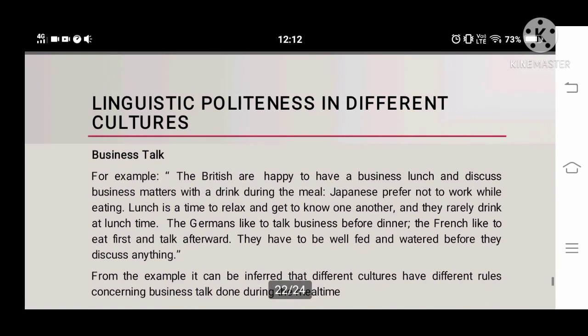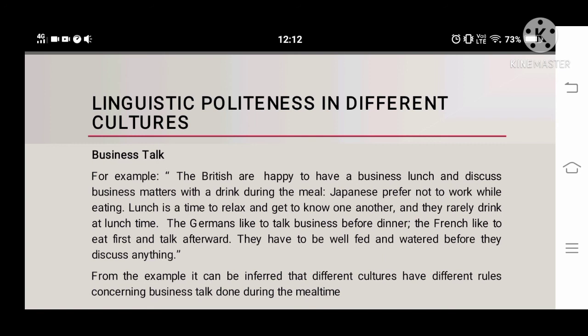Then, the last, business talk. For example, the British are happy to have a business lunch and discuss business matters with a drink during the meal. Japanese prefer not to work while eating. Lunch is a time to relax and get to know one another, and they rarely drink at lunchtime. The Germans like to talk business before dinner. The French like to eat first and talk afterward. They have to be well fed and watered before they discuss anything.